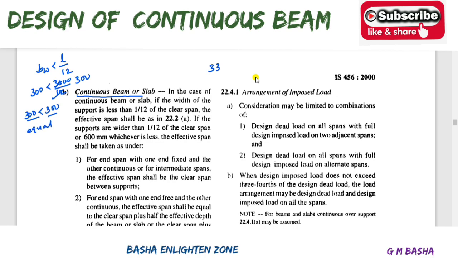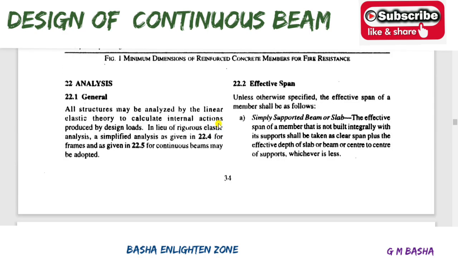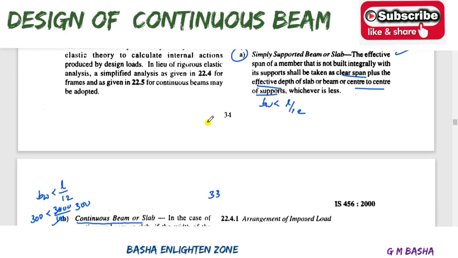But what is the condition here? If the width of the support will be less than 1 by 12 of the clear span, the effective span shall be as 22.2.A. 22.2.A means this is 22.2 and this is A. So if it will be less than L by 12, you can take down the effective span like a simply supported beam. What I explained now: clear span plus effective depth and center to center of the supports, take whichever is less. But here it is equal.